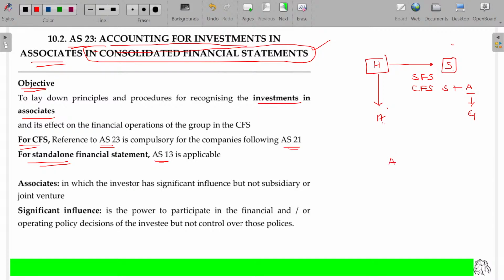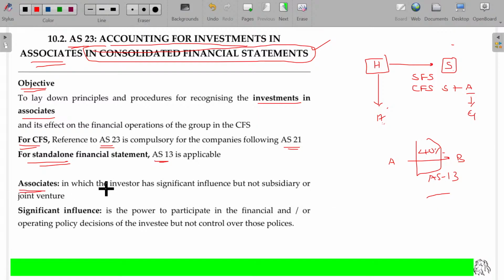Suppose A company has 40% in B company. What about this, sir? This is purely investment where you have to follow AS 13 only. AS 23 will not come here. Why? A is not required to prepare CFS. A is required to prepare CFS only when the company is the parent of any other company, meaning holding more than 50% shares in the other company. If it is not so, CFS is not there. If CFS is not there, automatically AS 23 is also not required.